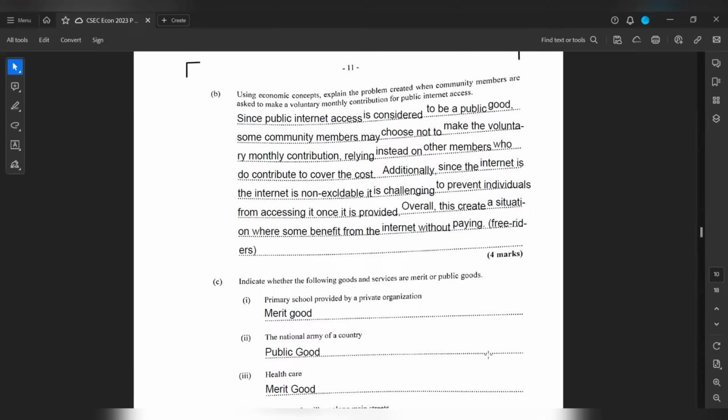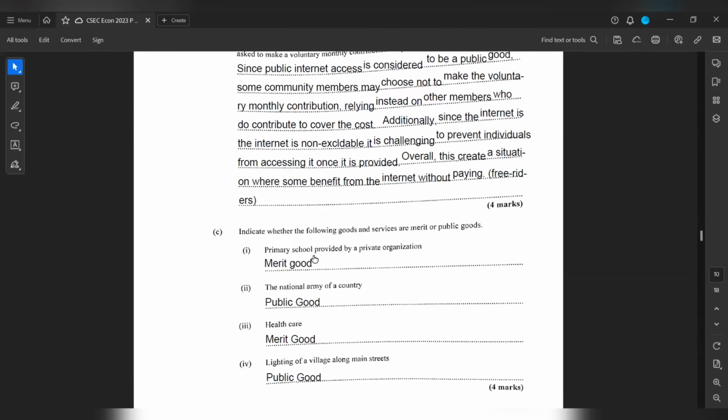Free riders, guys. Part C wants us to indicate whether the following goods and services are merit or public goods. Primary school provided by a private organization is a merit good. The national army of a country is a public good. Healthcare is a merit good. Lighting of a village along main streets, that's a public good.